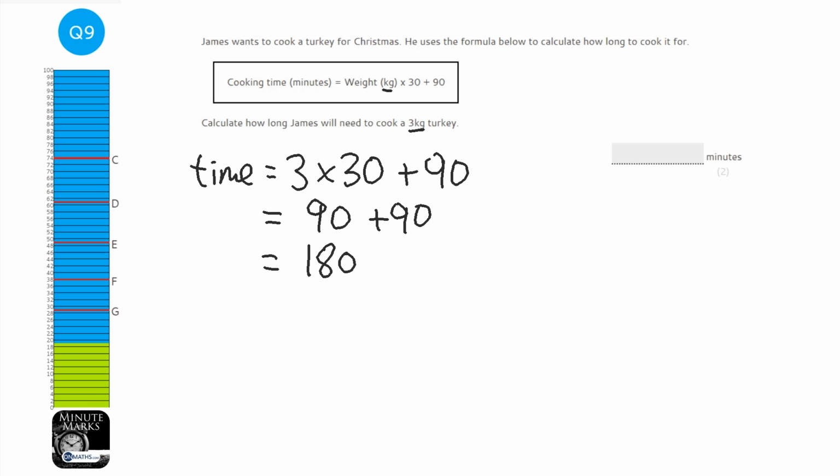Now just double check that it wants it in minutes. Sometimes it'll ask for it in hours. Well, it says it wants it in minutes, so 180.